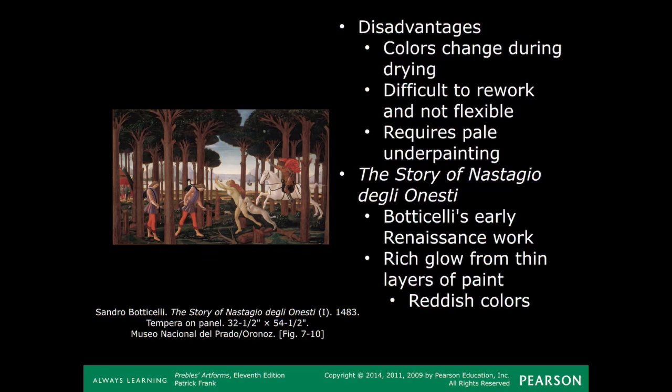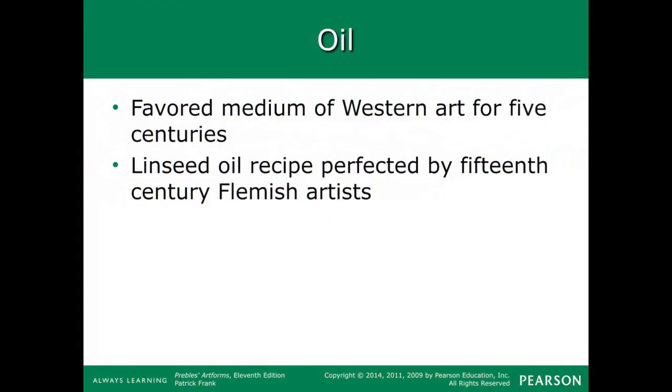This painting is called The Story of Nastasio degli Onesti by Sandro Botticelli. Botticelli is an early Renaissance artist that we're going to talk about in a lot more detail in a future chapter. So hope you like this painting. I hope you enjoy Renaissance painting. We'll see more of that.